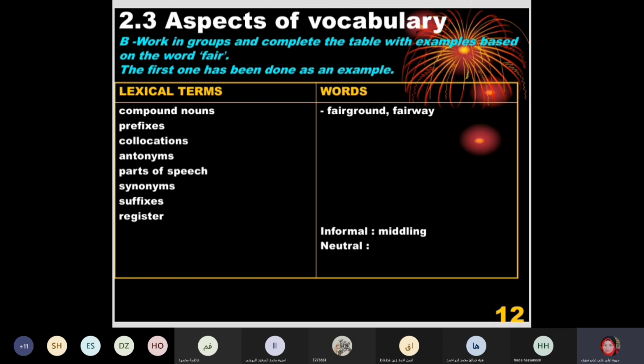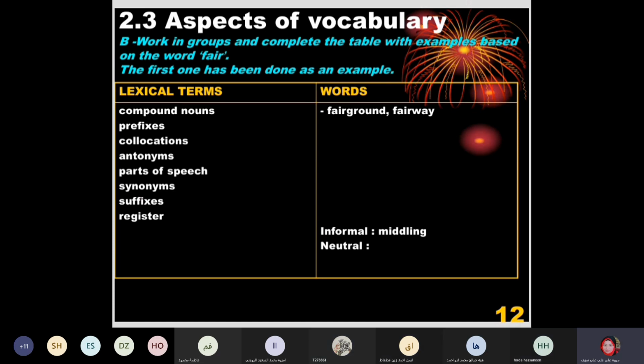What are the antonyms? Can you give me examples of antonyms of the word fair? Unjust. Yes, correct. For example, unfair. Thank you very much.